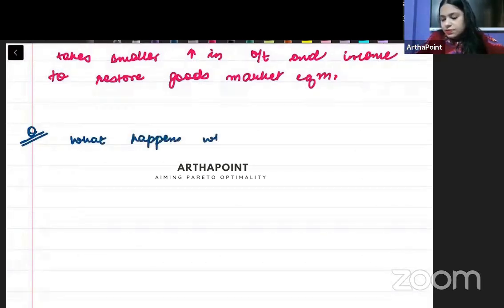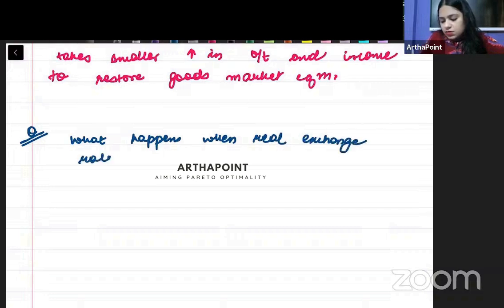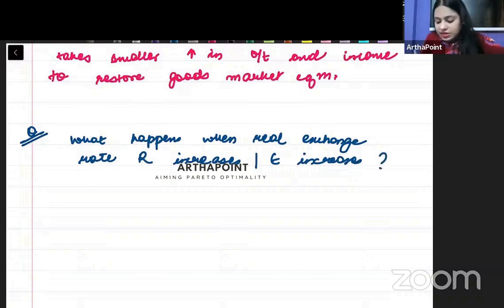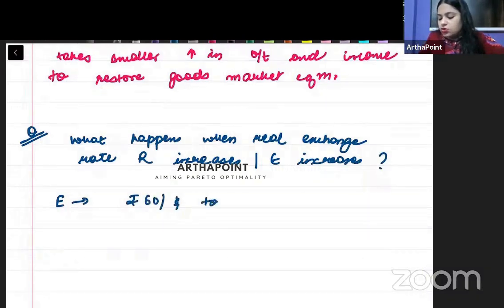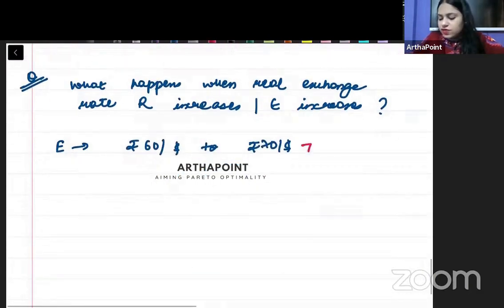when the real exchange rate R increases, or the nominal exchange rate increases, what will happen? Beta, exchange rate increasing means that you are going from ₹60 per dollar to say ₹70 per dollar. That is, this is depreciation of the currency, right? It is depreciation of the currency.